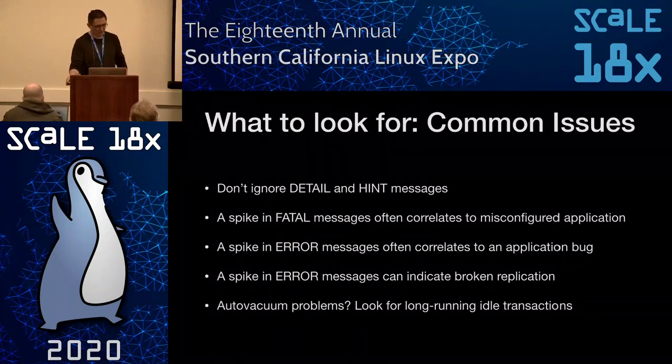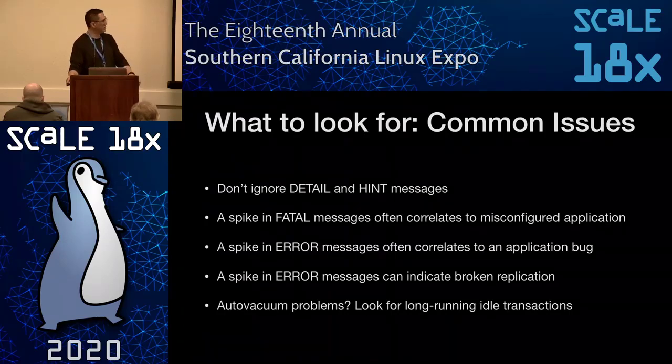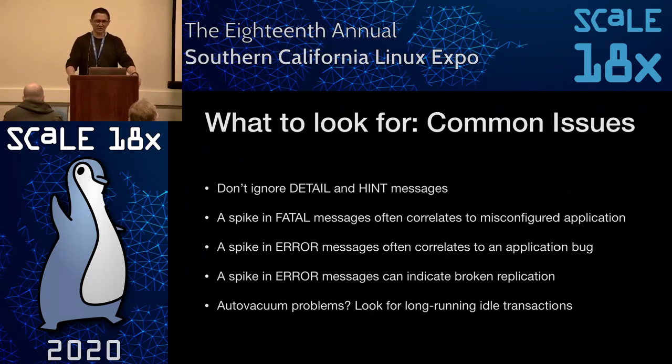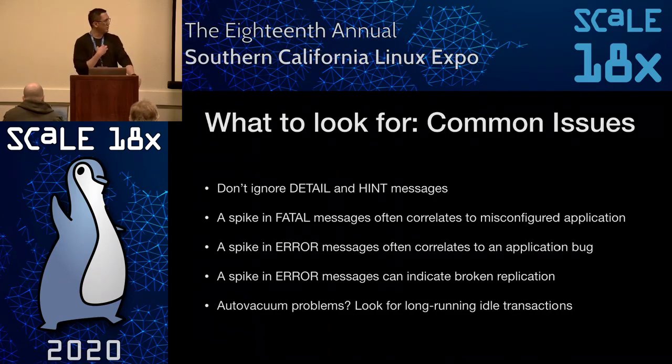Okay, a spike in fatal messages. In my experience, that has often been correlated to misconfigured applications. Like some DevOps guy decided to push a configuration and he forgot to change the password back to the production password. You're still using the testing password, right? So if you see a spike there, users are wondering what's going on and you're getting notified. Go talk to your DevOps guy and say, hey, did you change your configuration recently?